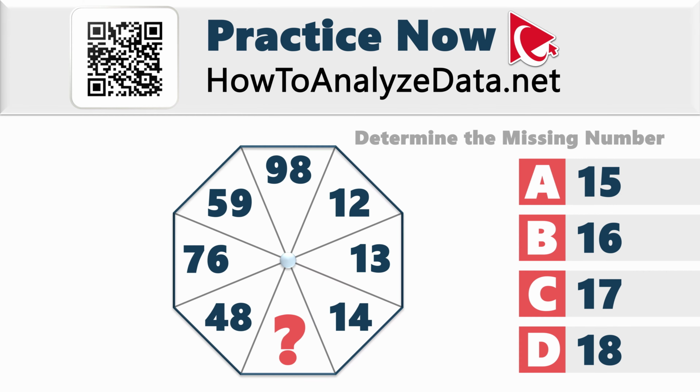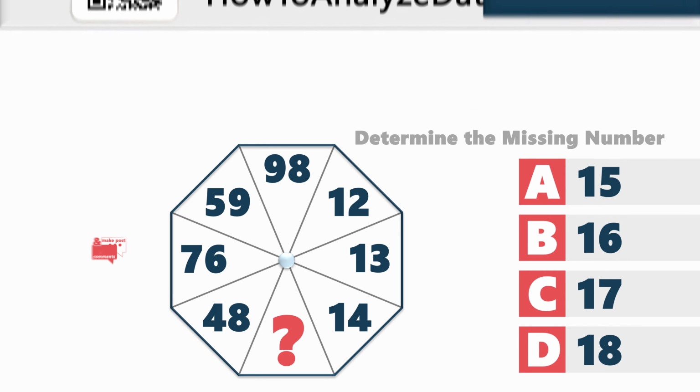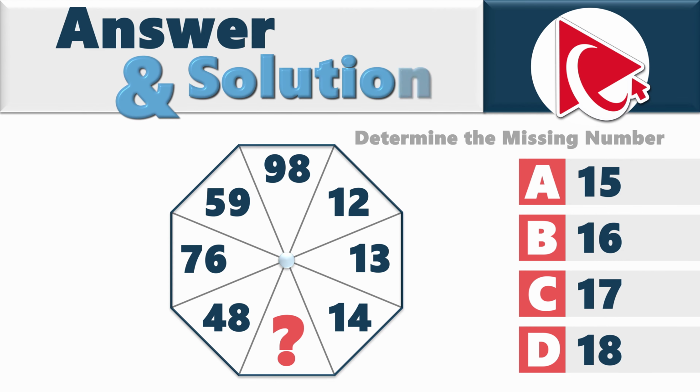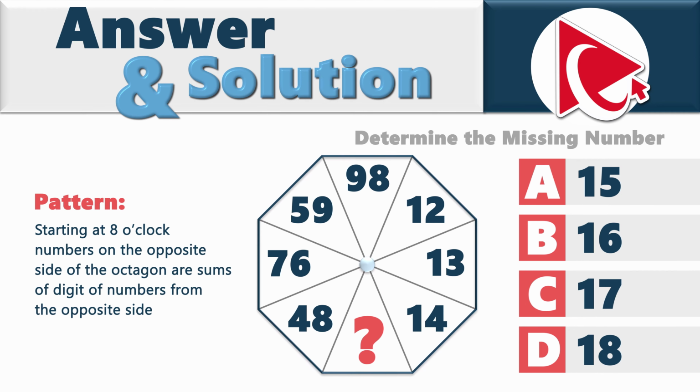Are you prepared with your solution? I am curious to compare notes, so let's move forward and share our answers. To answer this question, you need to look closely to determine the pattern. And the pattern here is that starting at 8 o'clock, numbers on the opposite side of the octagon are sums of digits of the numbers from the opposite side.